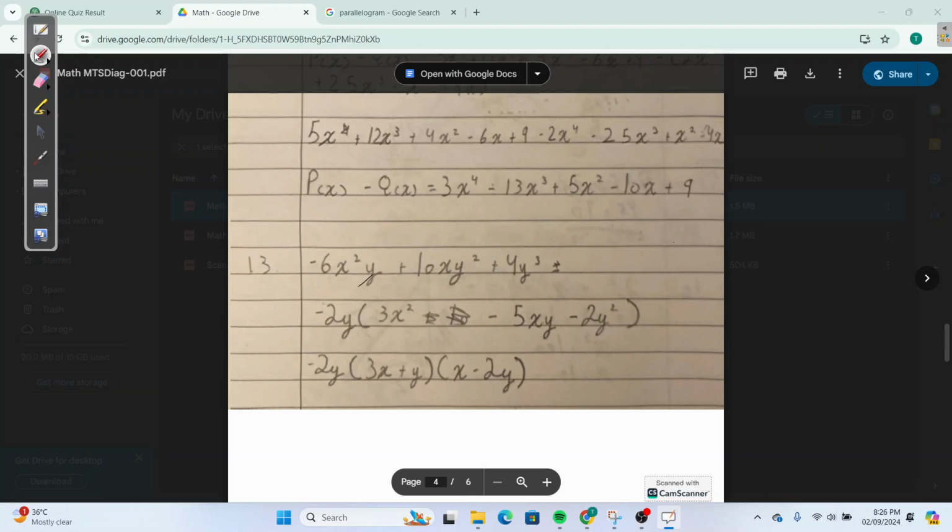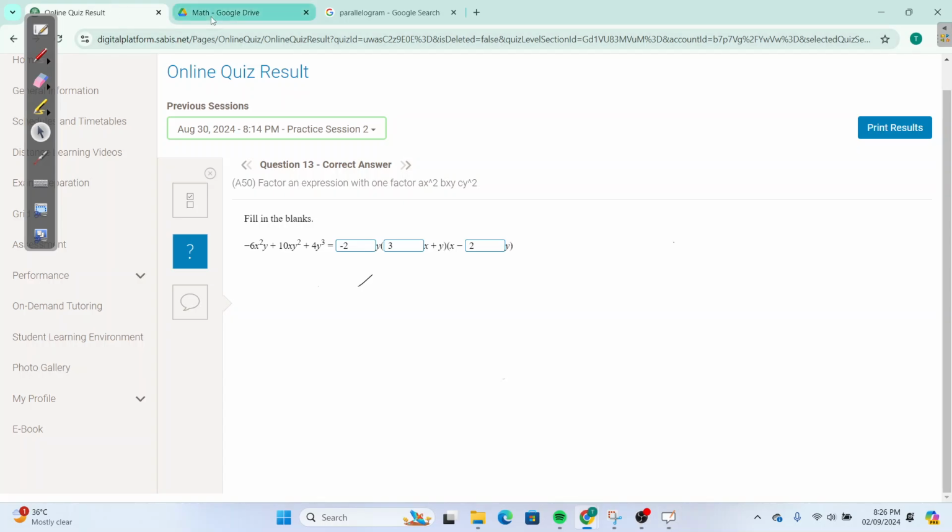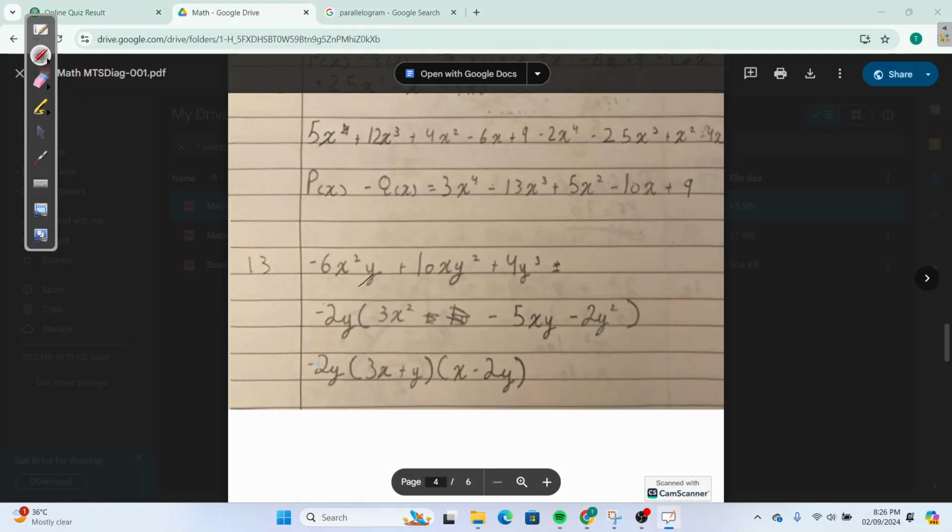And now this isn't enough because they want us to factor it as a product of two binomials. A binomial is basically two values like this.